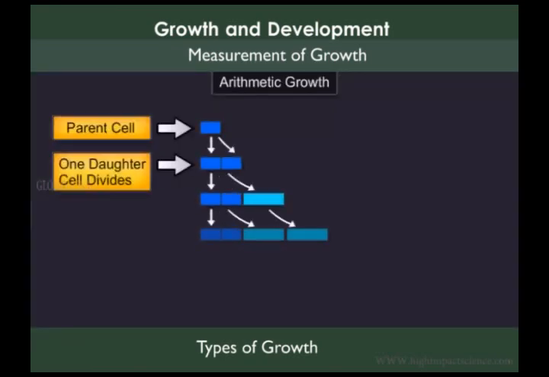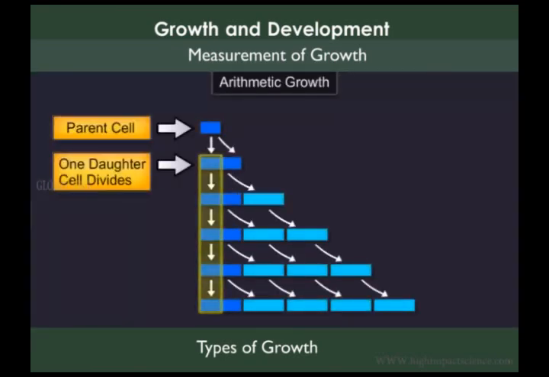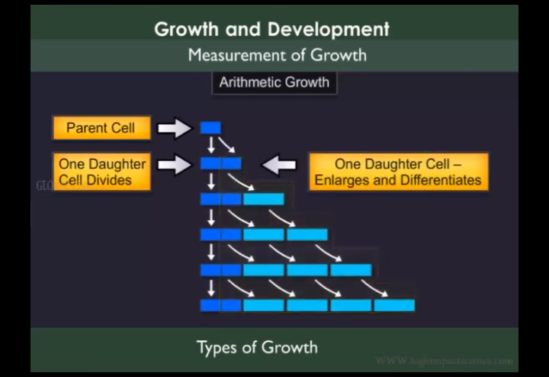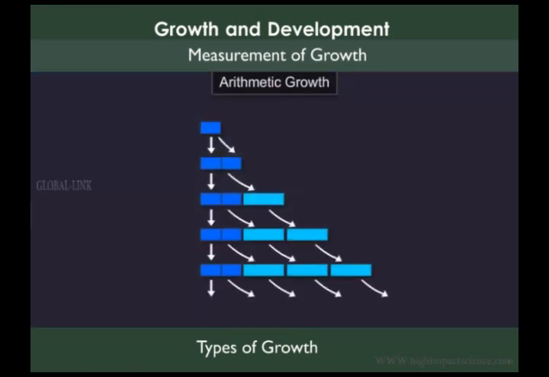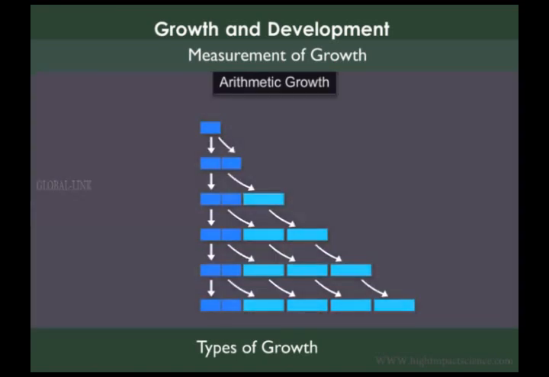Arithmetic growth refers to the division of one daughter cell obtained during mitosis, while the other daughter cells enlarge and differentiate. An example of arithmetic growth is the elongation of roots. Notice that only one cell keeps dividing, while the resulting daughter cells don't divide but only differentiate.